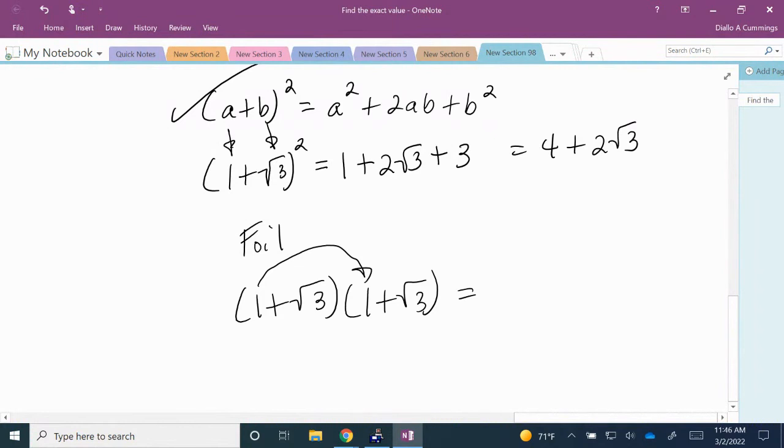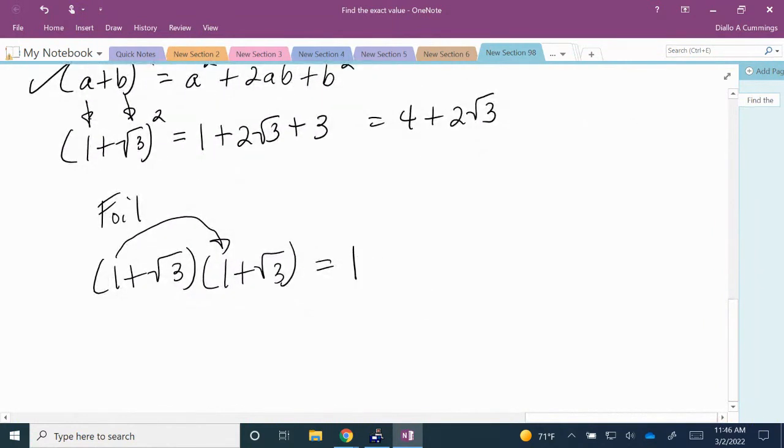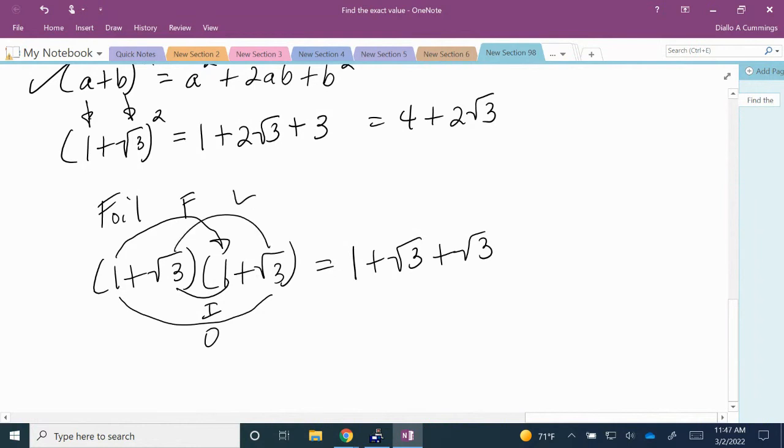Right, I would multiply my first terms. 1 times 1 is 1. I would multiply my outermost terms. 1 times the square root of 3 is the square root of 3. I would multiply my innermost terms. The square root of 3 times 1 is another square root of 3. I will multiply my last terms. The square root of 3 times the square root of 3 gives me the square root of 9, and the square root of 9 is perfectly 3.